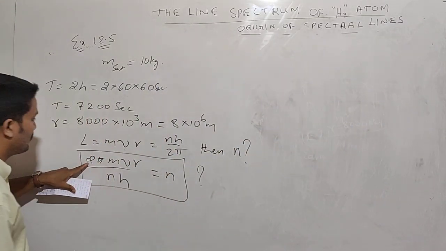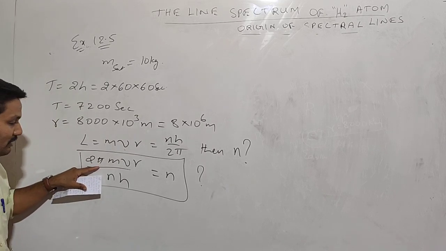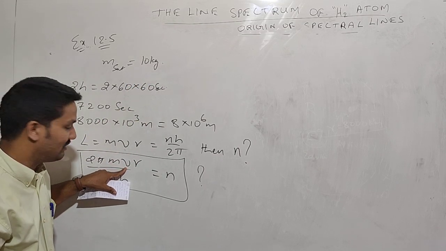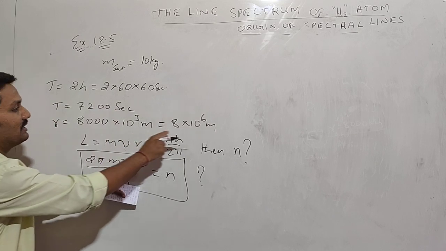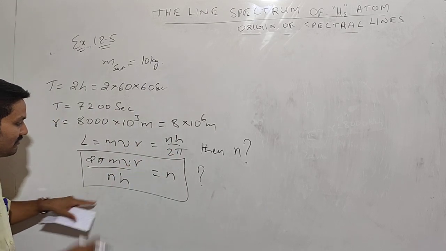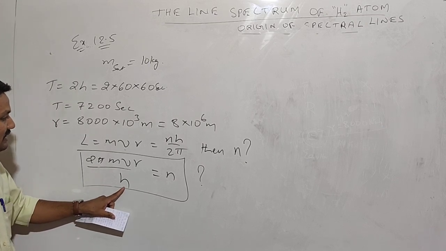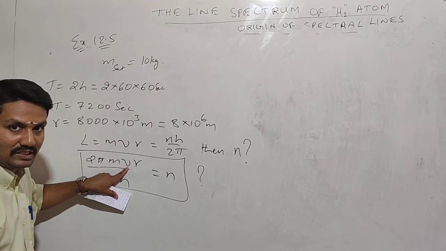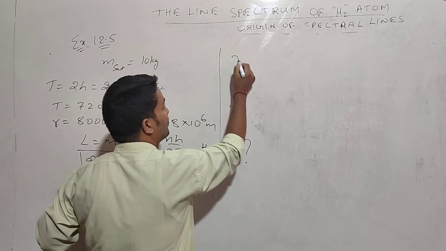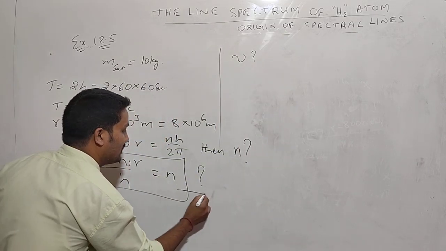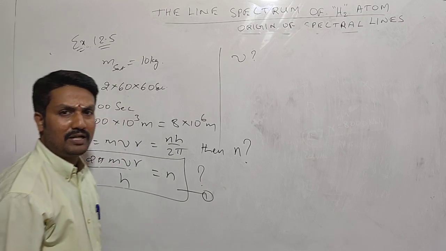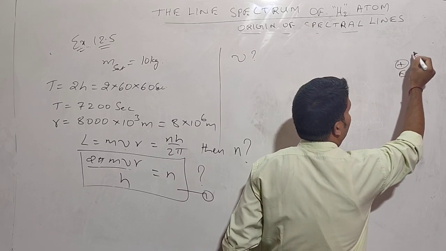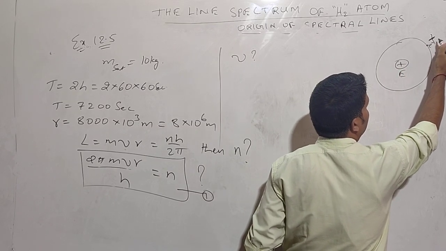Now you see here, 2 we know, pi value is 3.142, the mass of the satellite is 10 kg, v is still not given, and r was given here as 8 into 10 power 6. The n value is to be determined, and h is Planck's constant. Now we concentrate on determining the v value. Let us suppose this is the first expression. How do we determine v? Let us suppose this is the Earth and this is the electron, nothing but the satellite.